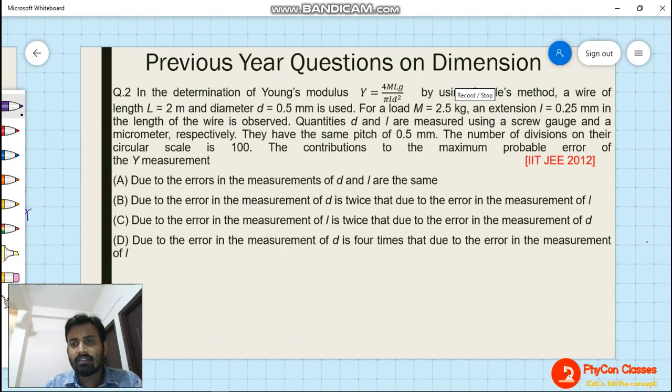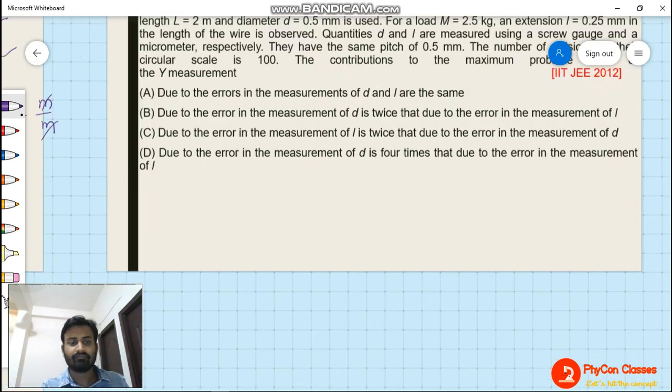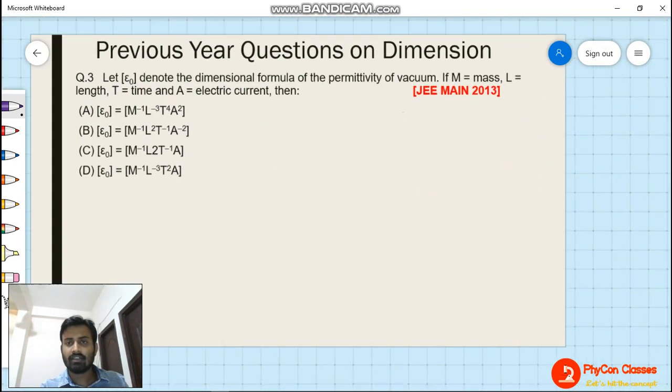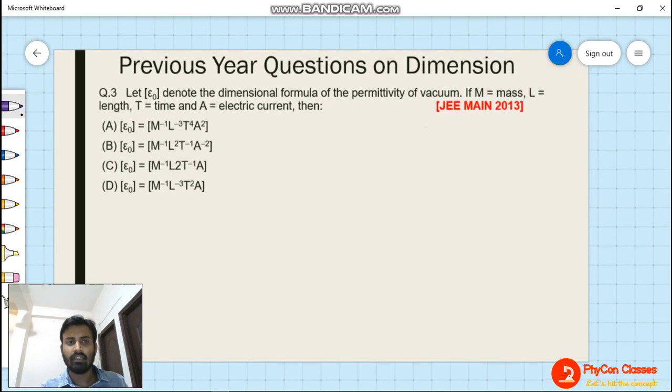These last two questions I am giving you as homework. Just take a screenshot and keep the question with you, and I want you to answer me in the comment box. Okay, so this is the second question from JEE Main 2013. For this question I will have to give you some data. You have to find out the dimension of epsilon naught. For this, I'll just tell you some theory because you have not studied these things.